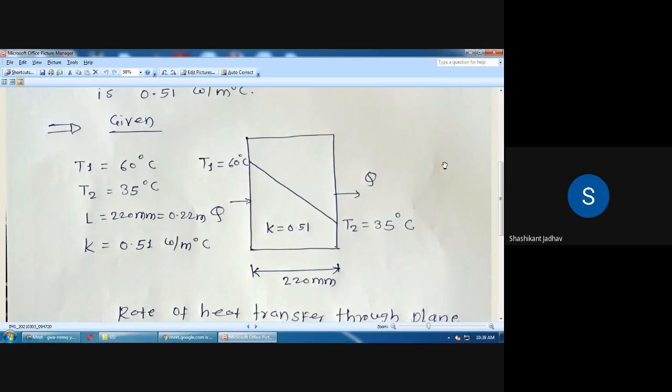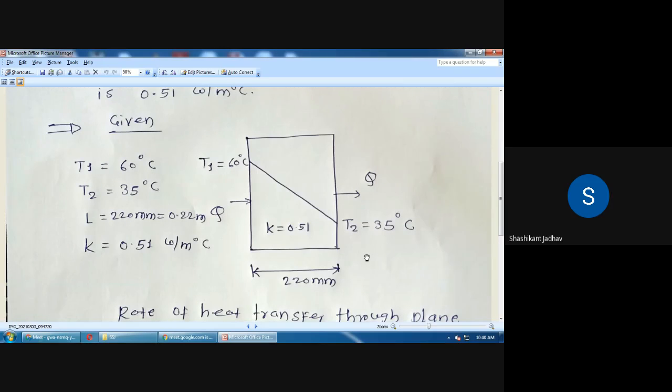But in this case area is not given. What is to be found out, they said, is the rate of heat transfer per meter square. Meaning we have to calculate the capital Q by capital A. Rate of heat transfer per meter square means per unit area, since meter square is the unit of area. So we have to calculate the value of capital Q by A.